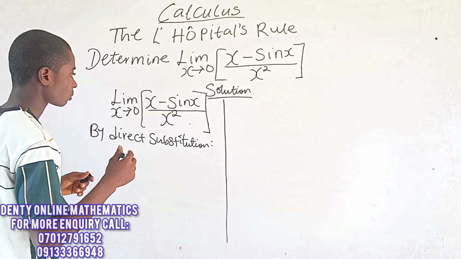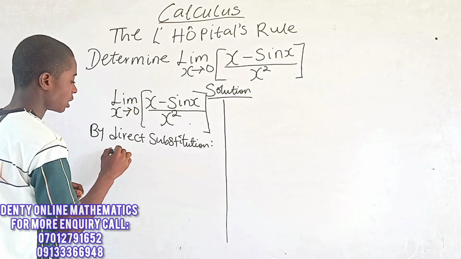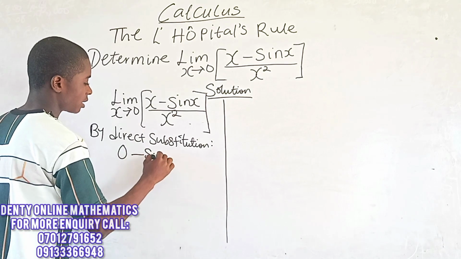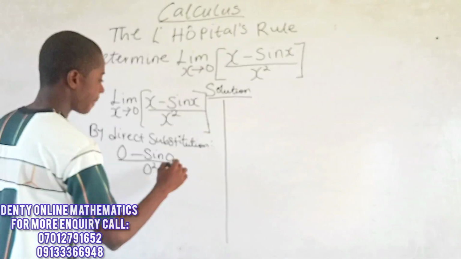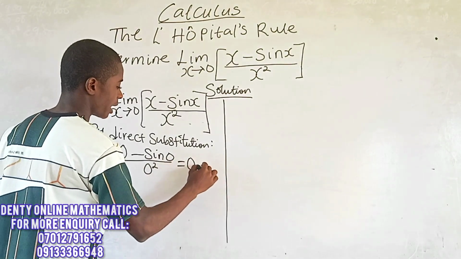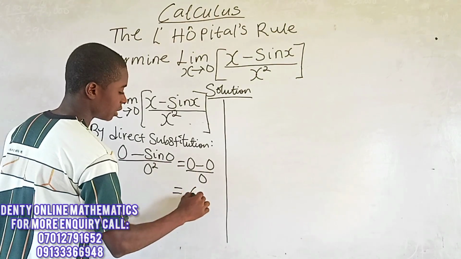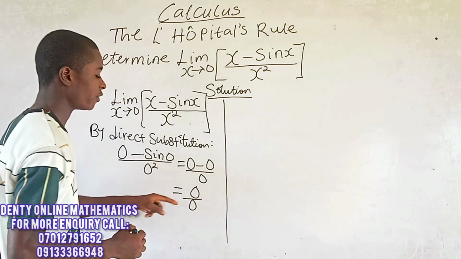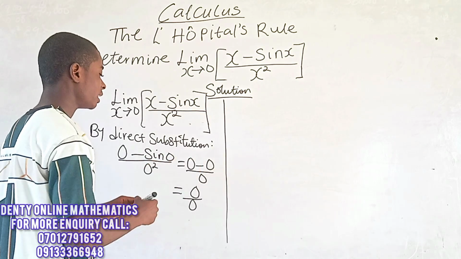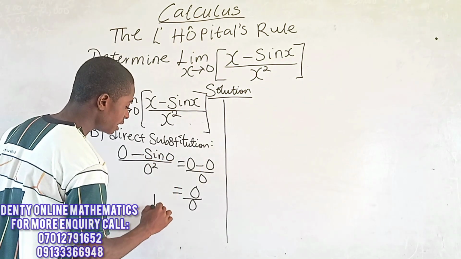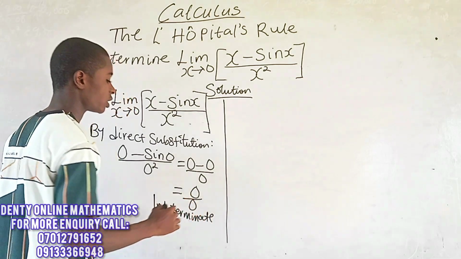Now, this is what we are going to do. By direct substitution, in place of x we substitute what x tends to, which is 0. We are going to have 0 minus sin 0 all over 0 squared. This is the same thing as 0 minus sin 0, which is 0, all over 0. And 0 minus 0 is 0 all over 0, and anything divided by 0 is undefined. Hope you can see that by direct substitution, the limit of this function is indeterminate, or undefined.